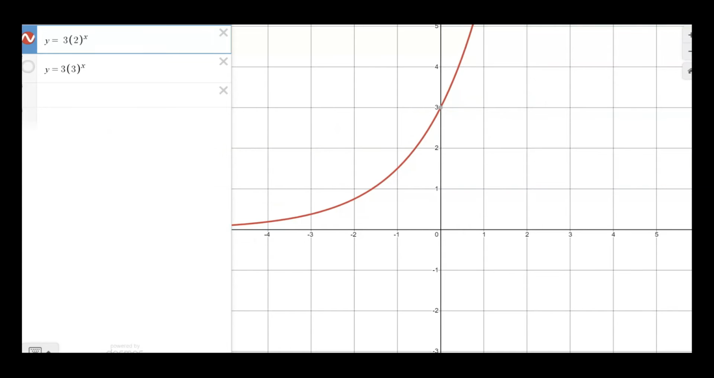We're also going to be graphing exponential functions, so you want to know how to match an equation to a graph, and the easy way to do that is by finding the initial amount.